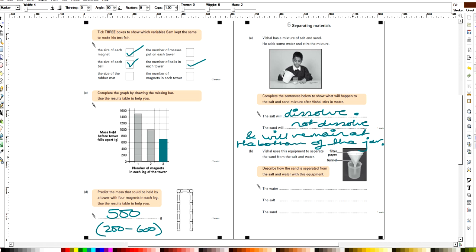Vishal uses this equipment to separate the sand from the salt and water: filter paper, a funnel, and then we have a beaker at the bottom. Describe how the sand is separated from the salt and the water with this equipment. Okay, what happens to the water? The water easily passes through the filter paper.